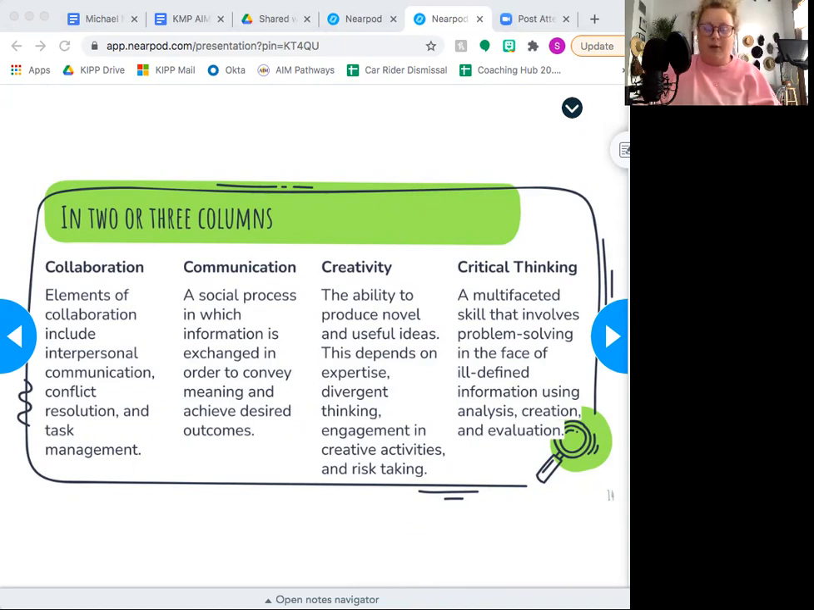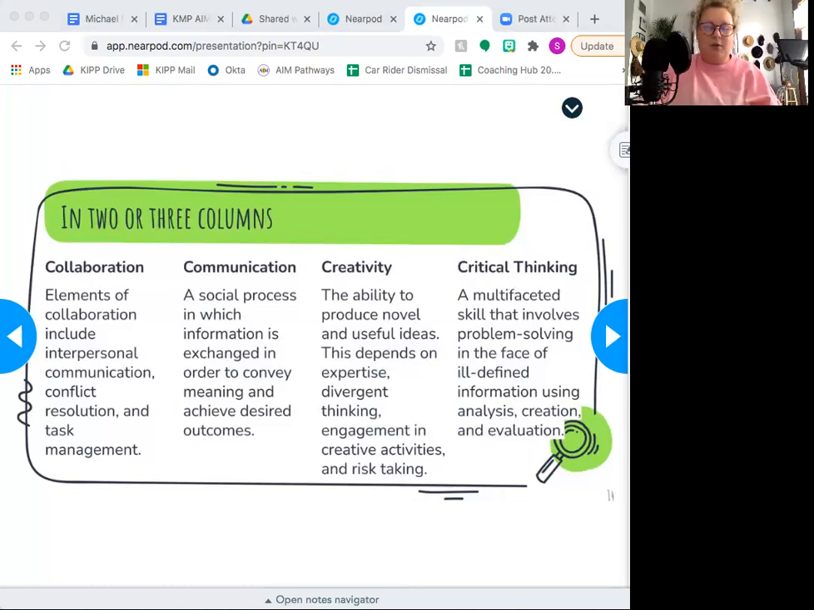Collaboration means working with others, but also includes elements of collaboration, including interpersonal communication, conflict resolution, and task management. Communication is a social process in which information is exchanged in order to convey meaning and achieve desired outcomes. This includes crafting clear messages, identifying desired outcomes, adhering to conventions, and accounting for social and cultural differences.